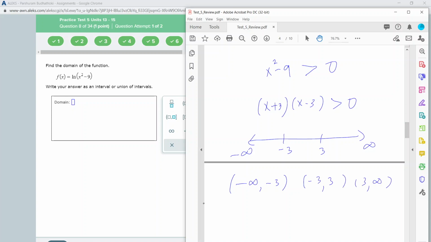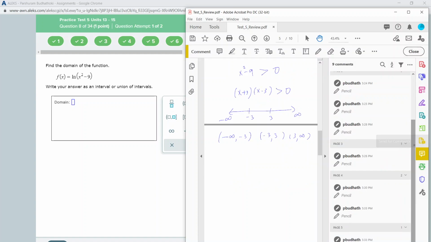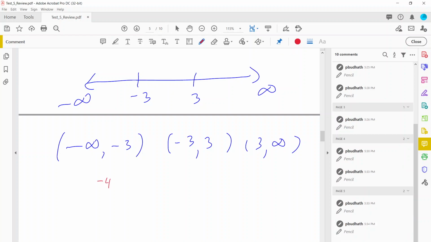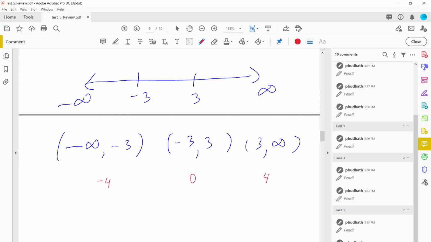So let's pick the testing points. Let's pick three testing points from these three intervals. Let's say from here, let's pick negative 4, from here 0, from here 4.